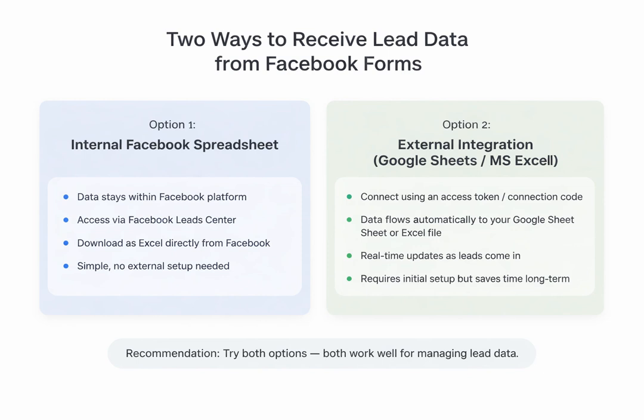Option 2 is the external integration approach. Here, you use an access token, that connection code Facebook provides, to link your form directly to Google Sheets or Microsoft Excel. Once that connection is made, every new lead automatically appears in your spreadsheet without you having to manually download anything. The instructor's recommendation is to try both. They both work, and depending on your workflow, one might suit you better than the other. For teams managing high volumes of leads, the automatic integration is definitely more efficient.